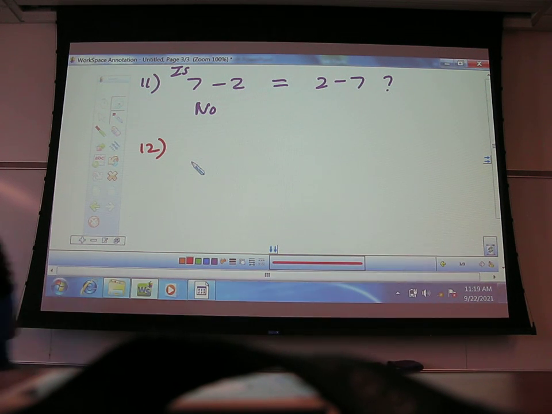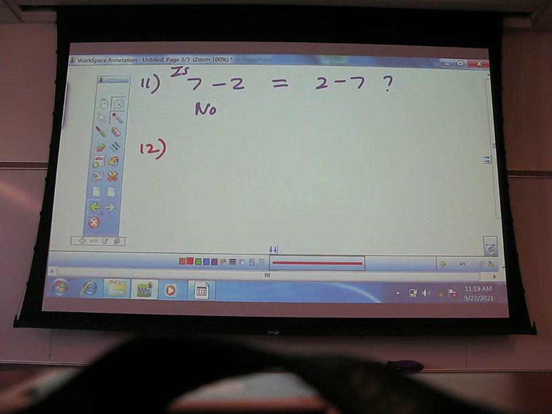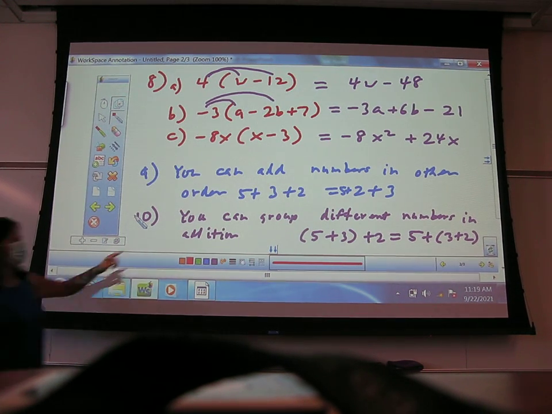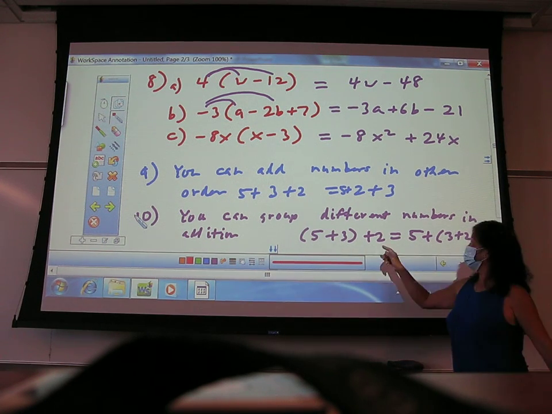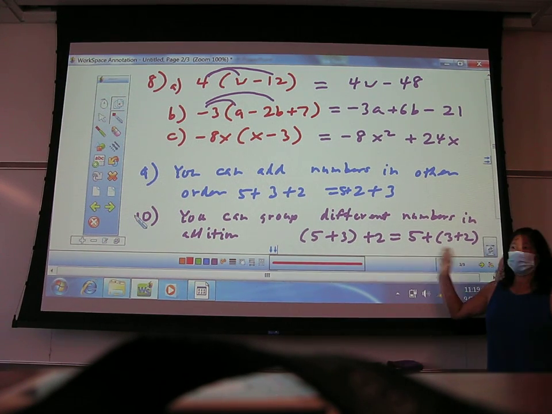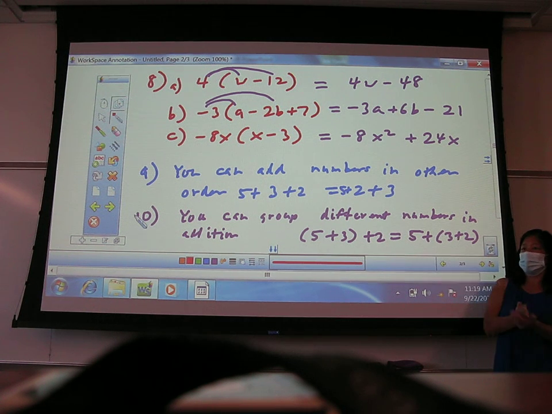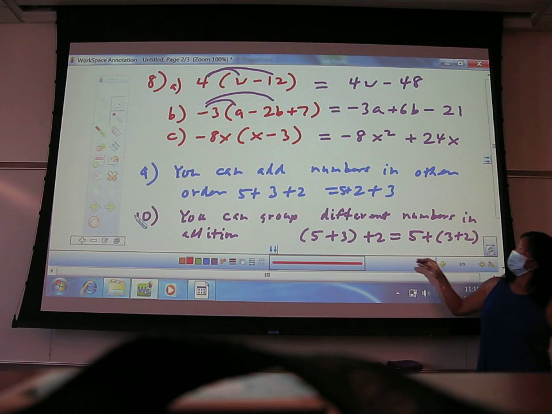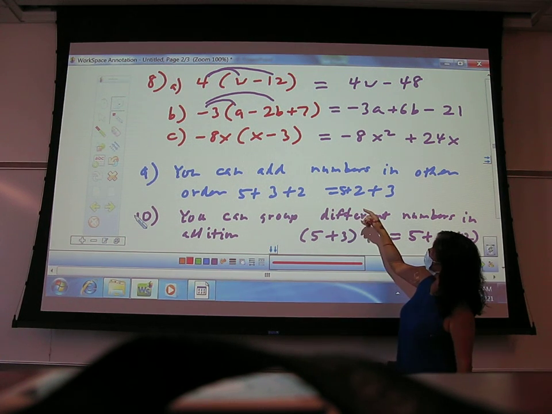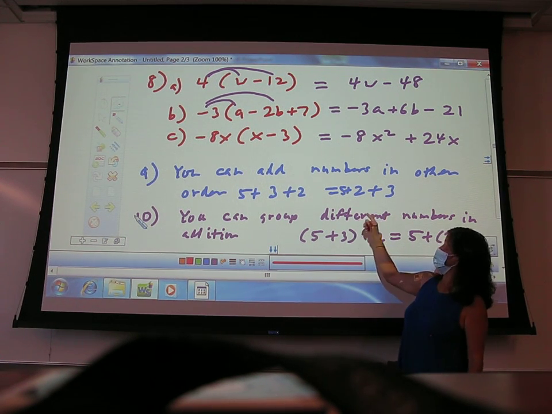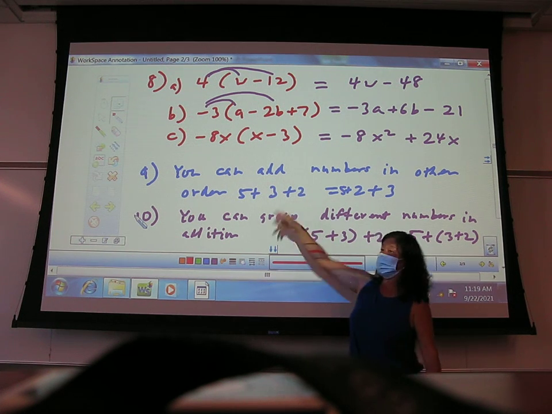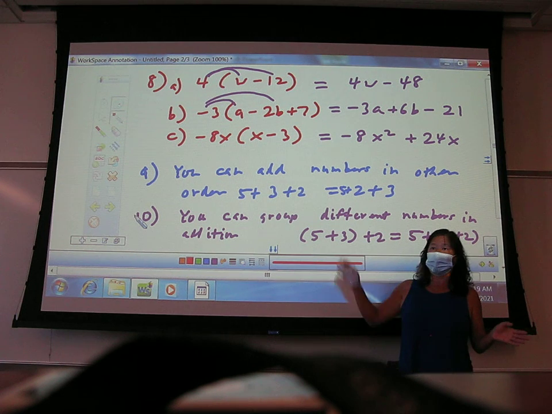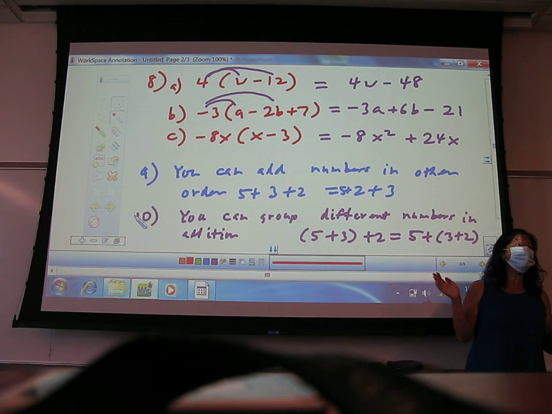So, let me show you what I'm talking about. You can always, with addition, group different numbers and they'll be equal, always. That's a property. Does that make sense? With this one here, you can always add numbers in different orders. I can always flip the 3 and the 2 or any other numbers I want, move them around, and it will always be equal, always. So that's what the property is saying: you can always do that.